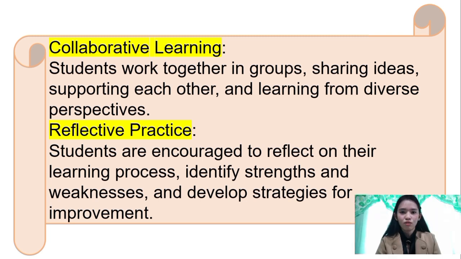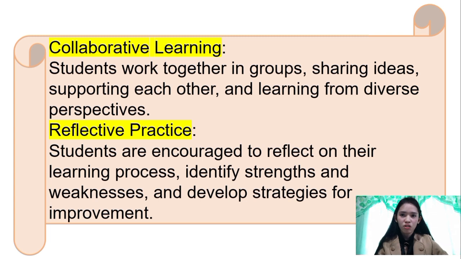Reflective practice. Students are encouraged to reflect on their learning process, identify strengths and weaknesses, and develop strategies for improvement. Students regularly reflect on their learning experiences, assessing their strengths and weaknesses. Examples are journaling, self-assessment, peer feedback, and discussions about learning strategies. It encourages self-awareness, critical thinking, and continuous improvement.